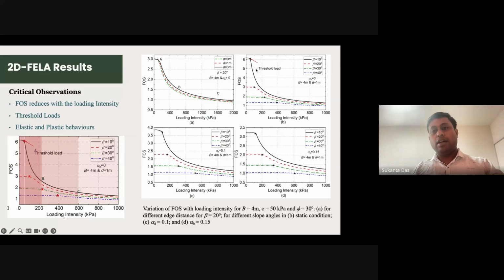After that, this is the same figure which I have already explained.